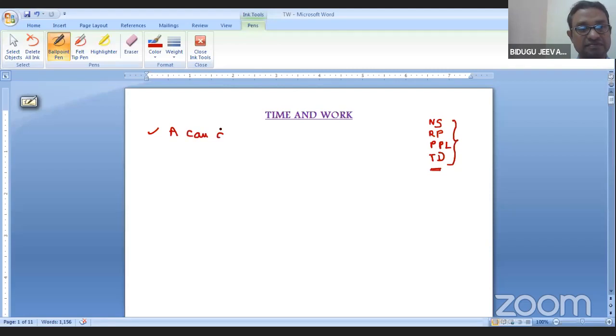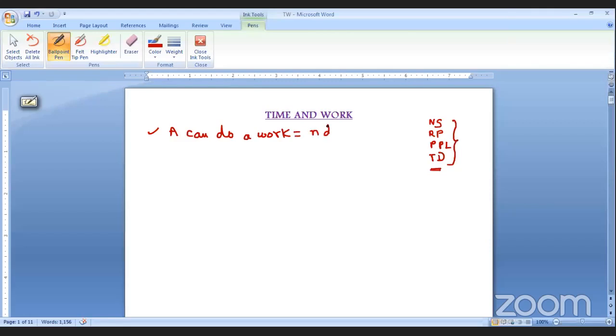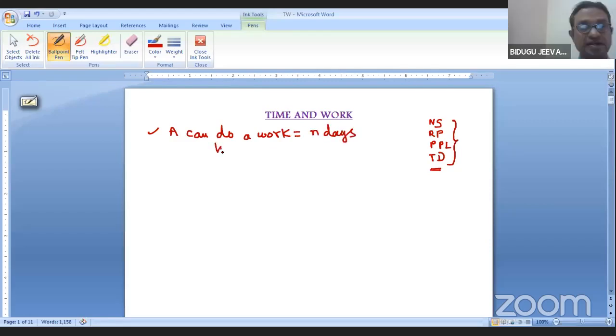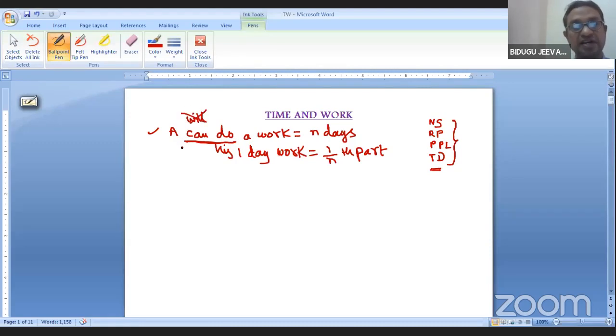Now, A can do a work in n days. His 1 day work is equal to 1 by nth part. Right. Now here, A can do. Can do means he can do. A will do is a lot of difference. A can do shows his capacity. That means he can do a work in n days. His 1 day work is 1 by nth part.